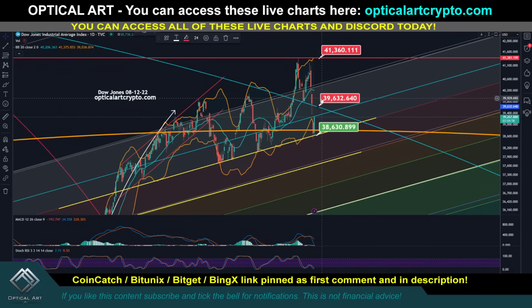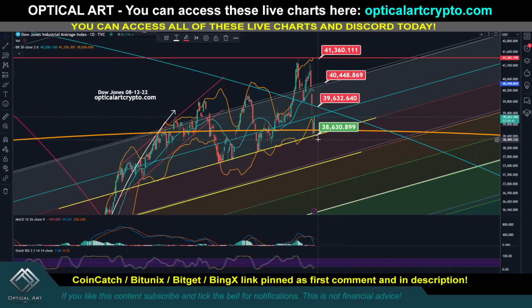39,632. If we get above that and hold support again, then that would be bullish, potentially to push to our next key resistance level, which will be around 40,500. But again, follow the markets, guys. Indices up. Typically, Bitcoin will go sideways or up. But you can see we got a bounce.